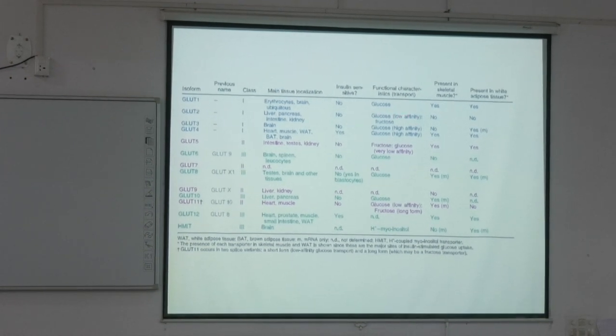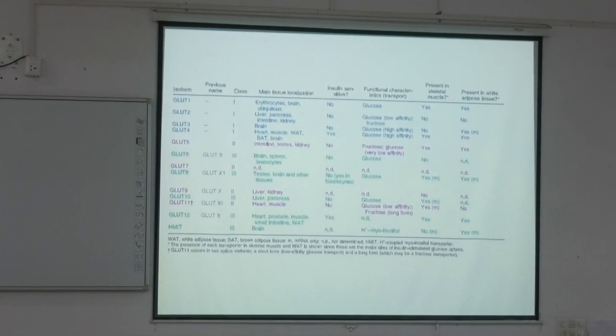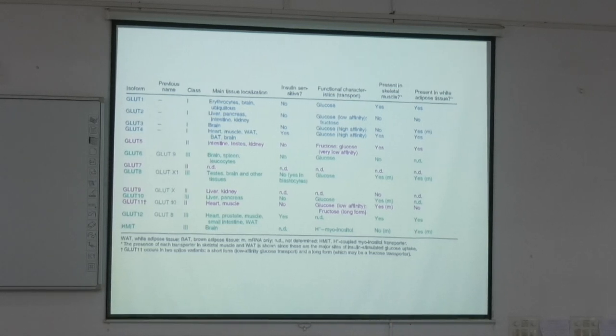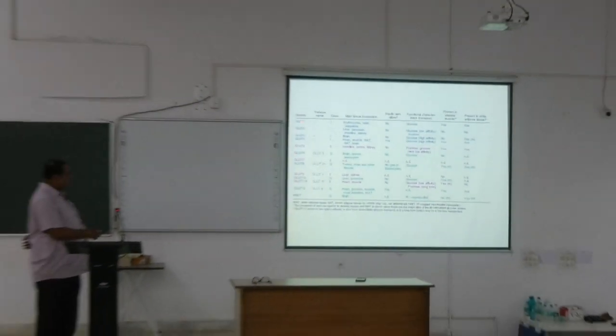GLUT2 has low affinity. Only a high concentration of glucose will trigger the transport of glucose to the blood. Low affinity, high capacity. And it also transports fructose.